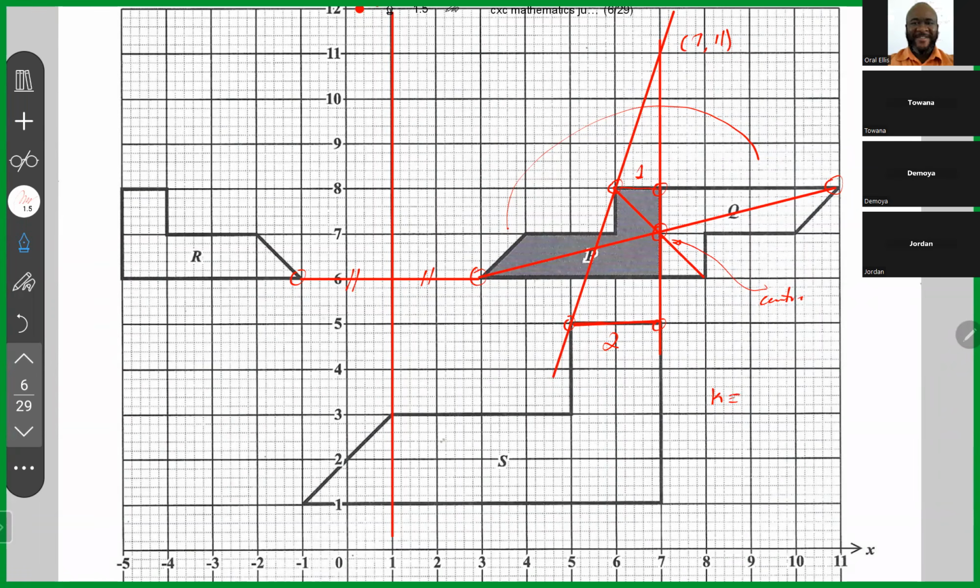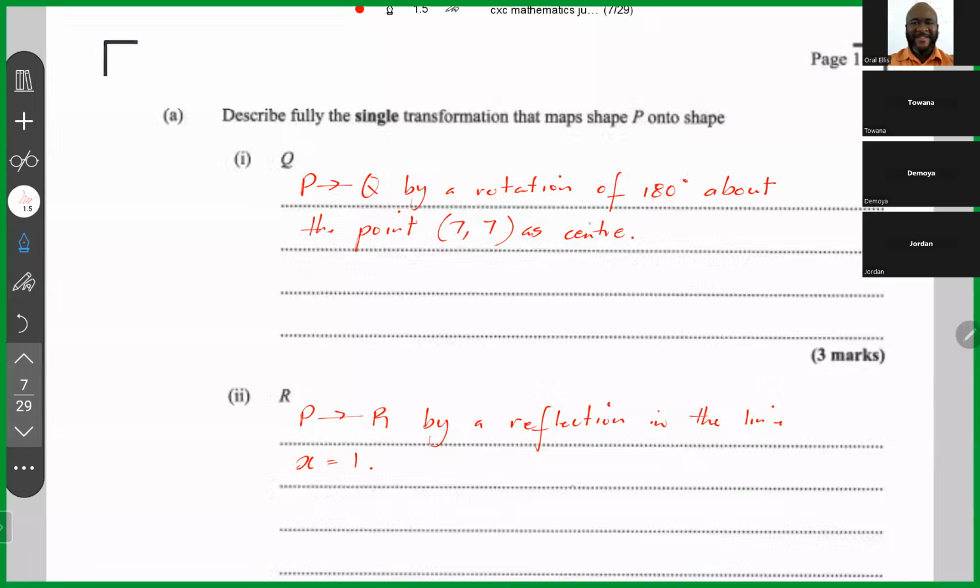So K is equal to the length of one side on the image. All right, we got a length already. That is 2 over the length of the corresponding side on the object, which is 1. K is equal to 2 divided by 1, which is 2. So now I can describe it.